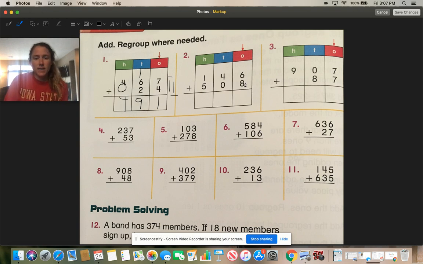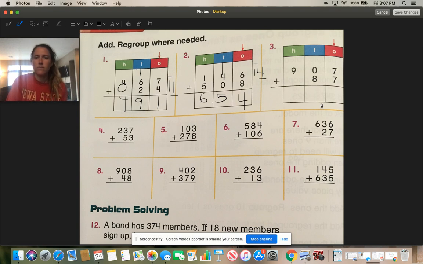Let's go on to the next one. 6 plus 8. 6 plus 8 is, anybody? Yeah, 14. So we cannot fit 14 down here. I can only fit one number there. So 14, I'm going to write the 14 to the side. The 4 goes in the ones place. And the 1 is an extra 10, so it goes up here in the tens. So now I have 0 plus 4 plus 1. 0 plus 4 is 4. 4 plus 1 more is 5. And then we add our hundreds. 5 plus 1 is 6.